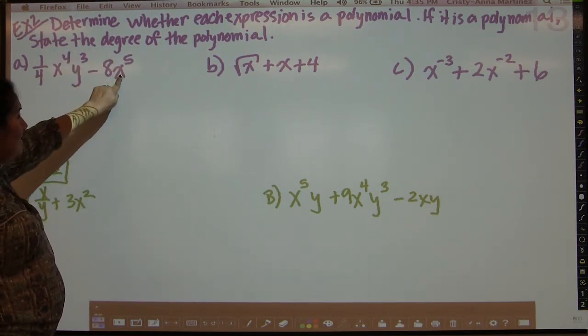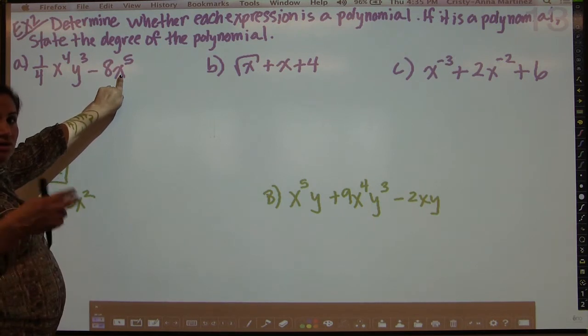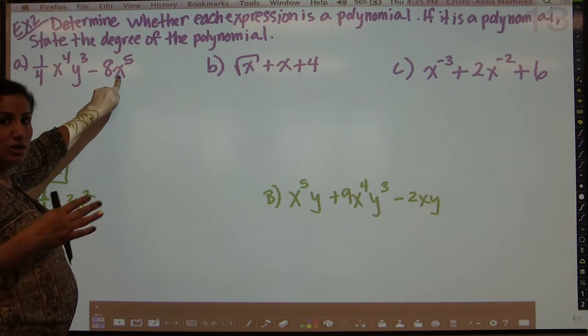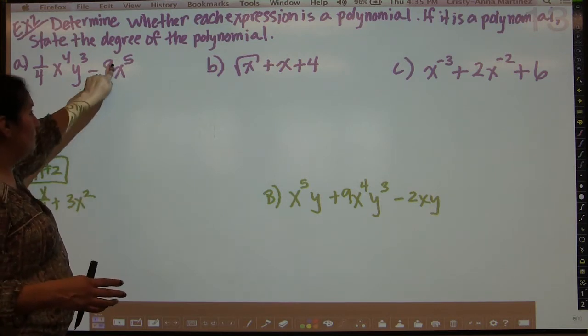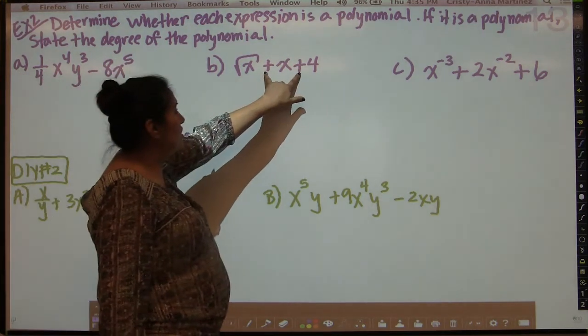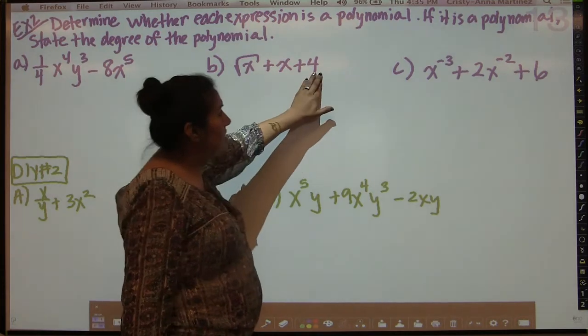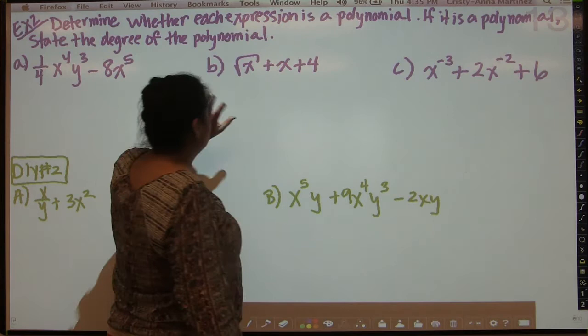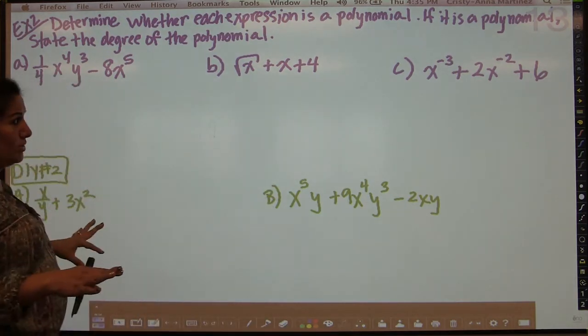But 8 and x to the 5th is connected by multiplication. So 8 is not its own term. X to the 5th is not its own term. It's just all one term. So you have 2 additions here. So this is 3 terms. You've got 2 additions here, so this is also 3 terms. So you've got 2 terms, 3 terms, 3 terms. So it's important that you know what the terms are.